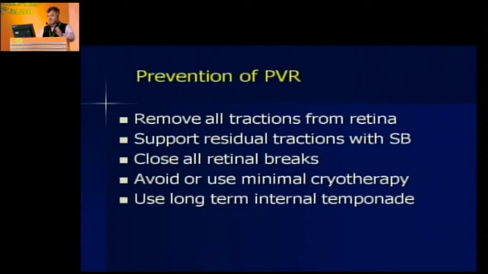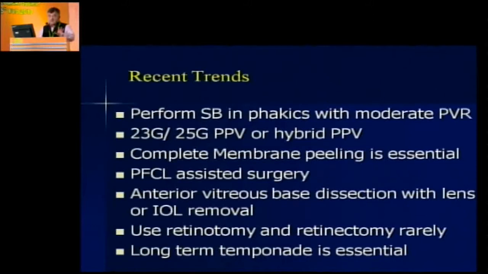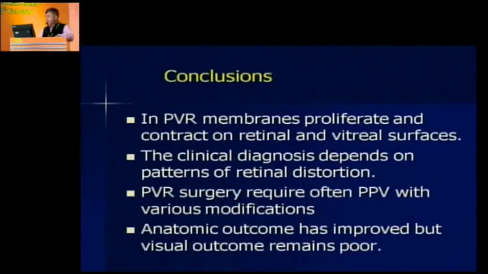So the recent trend is, as I said, you perform scleral buckling in phakic eyes with moderate PVR, and especially in children. And small gauge vitrectomy or hybrid vitrectomy, sometimes you need, and complete membrane peeling is essential. And PFCL in a severe case would be required as a third hand. Anterior vitreous base dissection with lens or iris removal may also be necessitated. We have cases where the whole of the peripheral retina is stuck to the iris, and you use retinotomy and retinectomy rarely, and long-term tamponade is very essential.